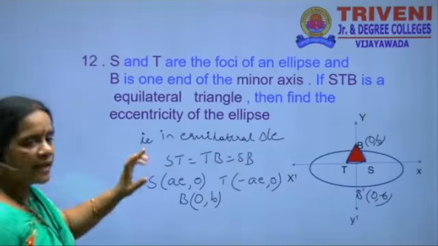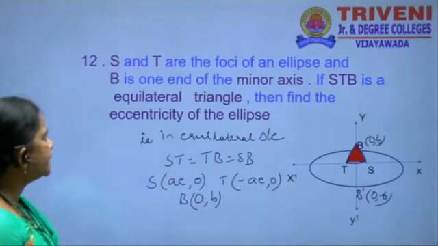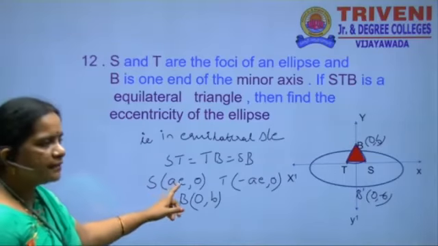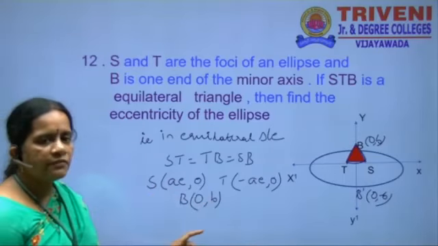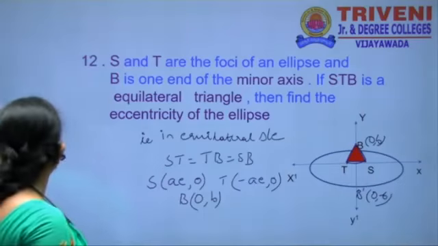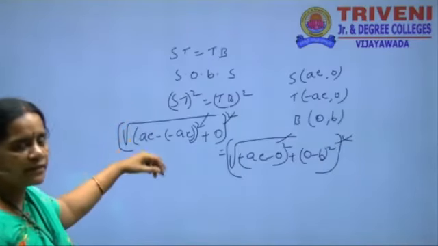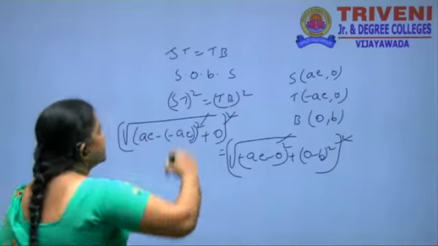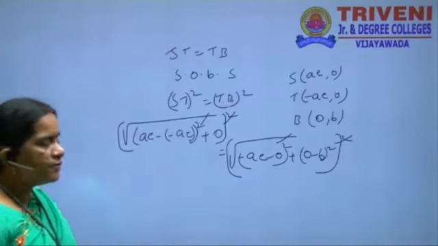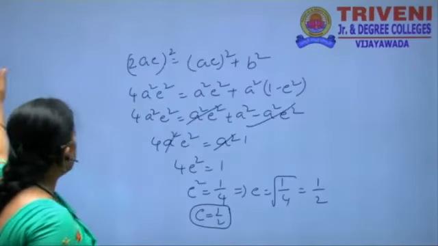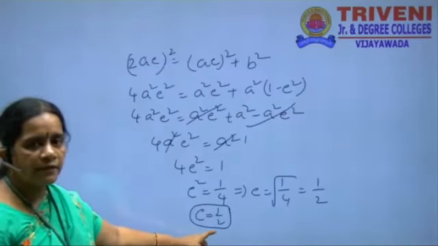Here they are given S and T are the foci of the ellipse and B is one end of the minor axis. Then S is AE comma 0, T is minus AE comma 0 and one point of the minor axis is 0 comma b. Equilateral triangle means all sides are equal. We take ST is equal to TB and then apply the formula. Then we get the value of e is equal to 1 by 2.